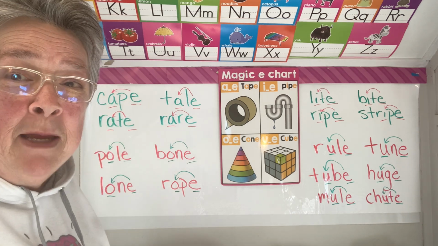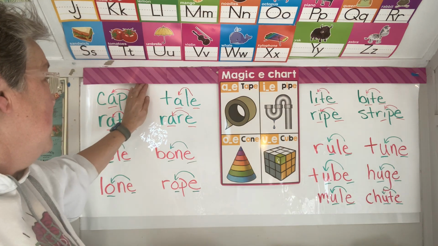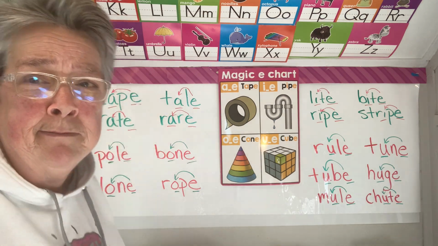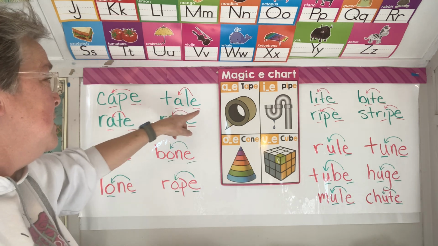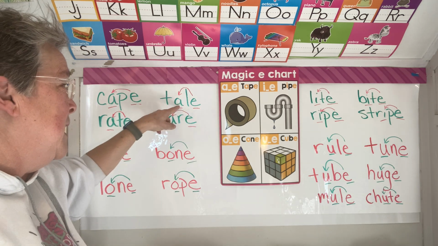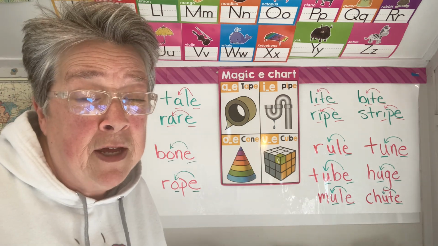C-A-P-E, cape. Ha-ha, superheroes wear capes. If you take away their E, they just wear a cap. Not very super. Then we take tail, T-A-L-E. The E makes the A say its name. Tail. What's a tale? A story, like a fairy tale.